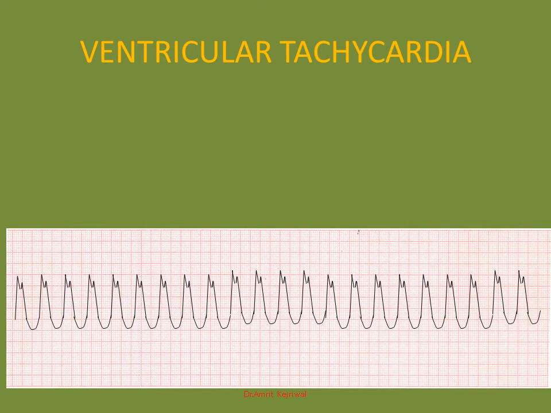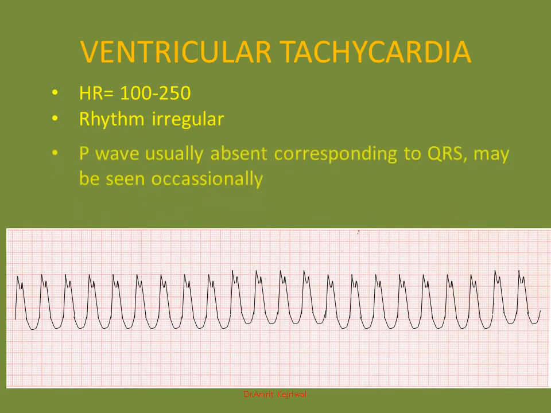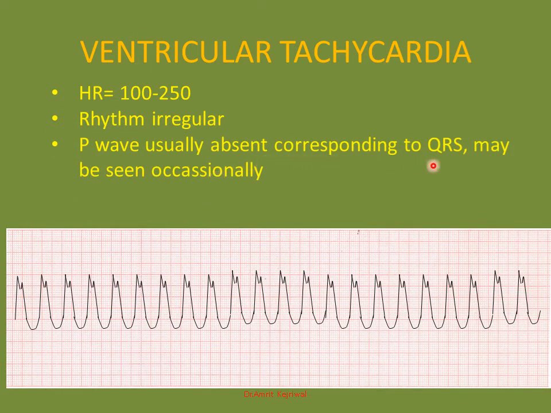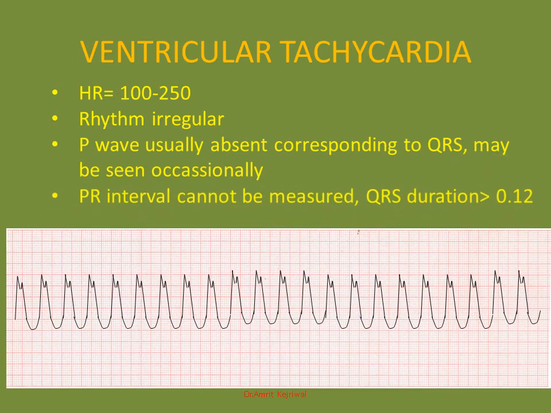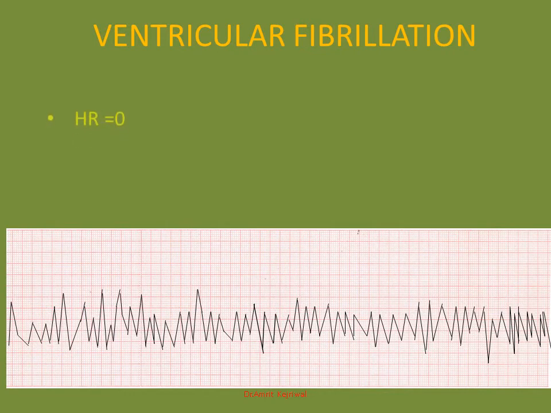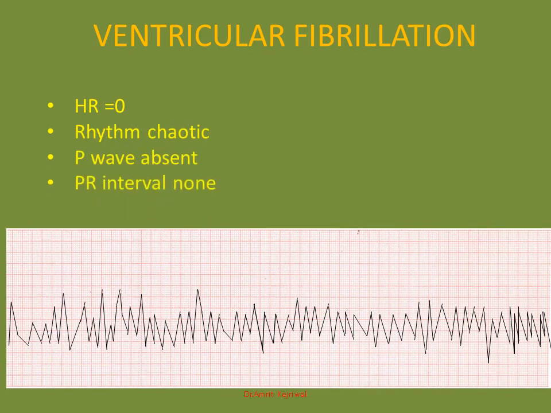This is ventricular tachycardia. Heart rate is 100 to 250 per minute. Rhythm is irregular. P wave may be seen corresponding to QRS or usually absent. PR interval cannot be measured, and QRS duration is greater than 3 small squares, that is greater than 0.12 second. Ventricular fibrillation. Heart rate cannot be measured. Rhythm is chaotic. P wave is absent. PR interval cannot be measured, and QRS wave is not seen.